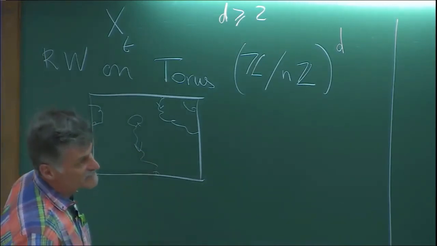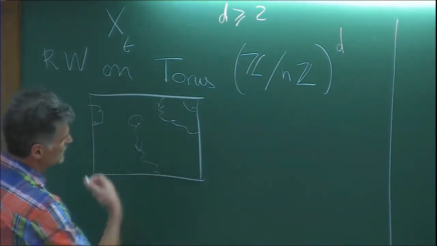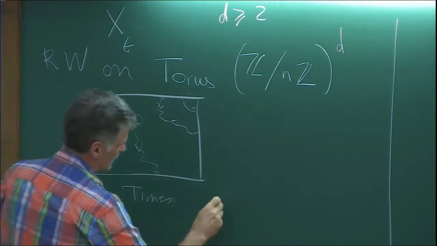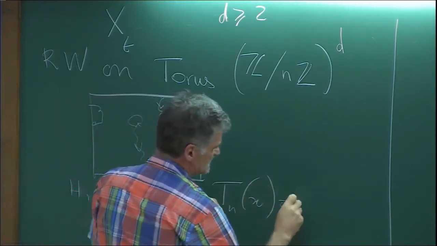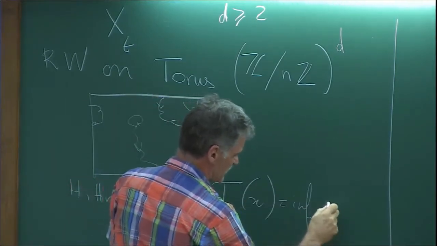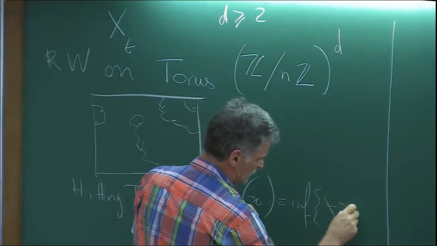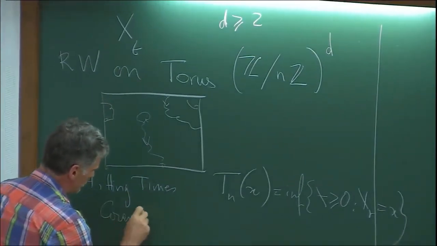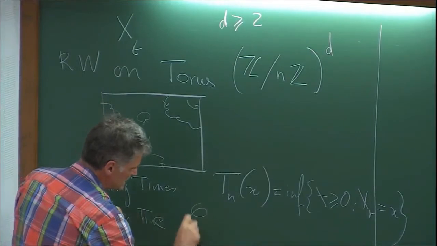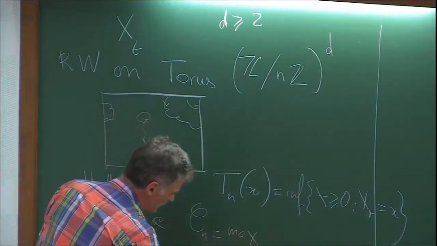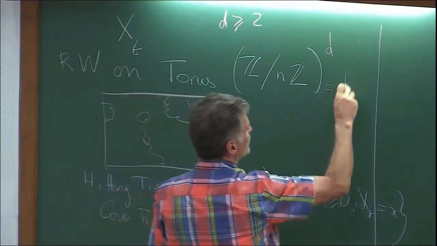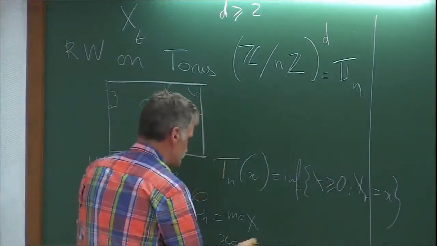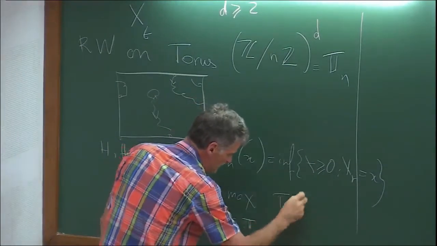And the cover time is just the time you need to cover everything. So you will have to consider hitting times of points. Let me pick x. The hitting time of x is the minimum of the t larger or equal to 0 such that X_t is equal to x. And the cover time is just the maximum of those: C_n equals the maximum over x on the torus, let me denote the torus by T_n, forget the index d, of the hitting times.